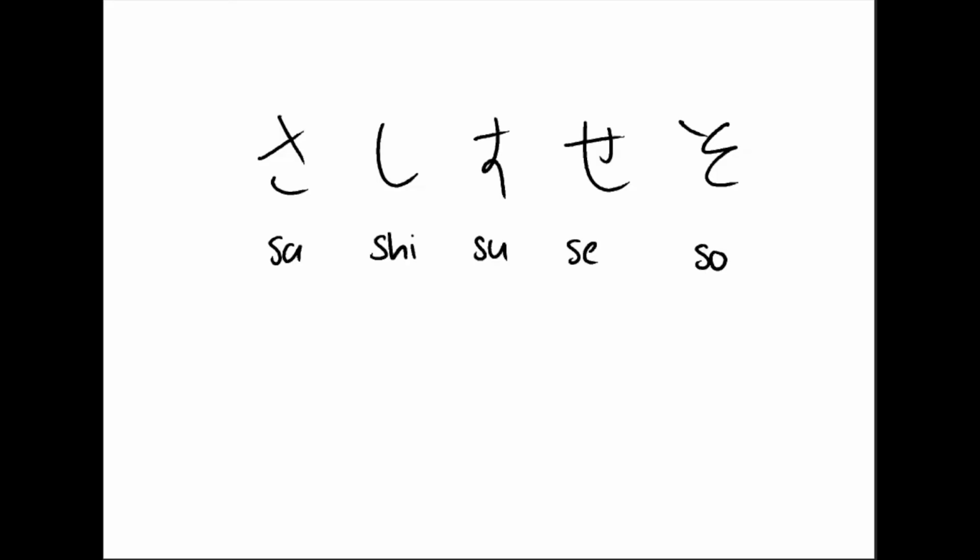So let's take a look at the S sounds. Sa, shi, su, se, so. We learned these last lesson. It's pretty simple, right? When we add the tenten mark to sa, shi, su, se, so, it turns that into za, ji, zu, ze, zo.